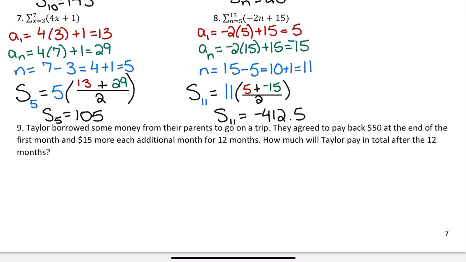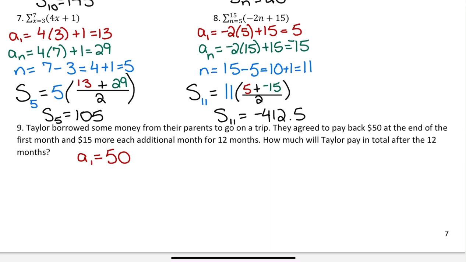Taylor borrowed some money from their parents to go on a trip. They agreed to pay back the $50 at the end of the first month and 15 more each additional month for 12 months. How much will Taylor pay in total after the 12 months? So we need to find out what was the first term. That would be how much they paid after the first month. So $50 at the end of the first month. Then we need to figure out how much did they pay at the end of their 12 months.